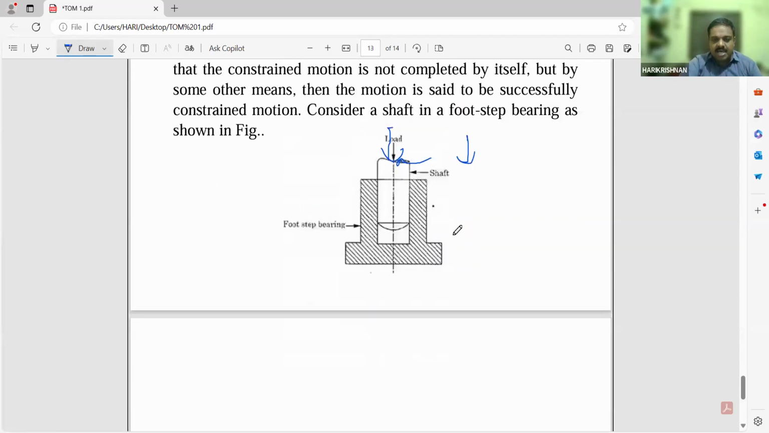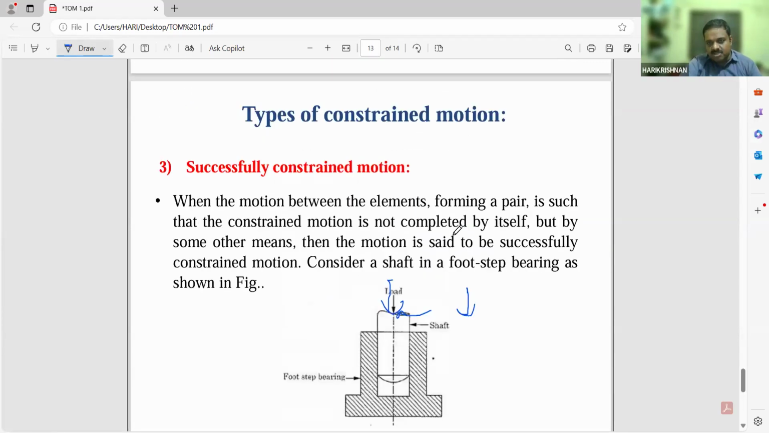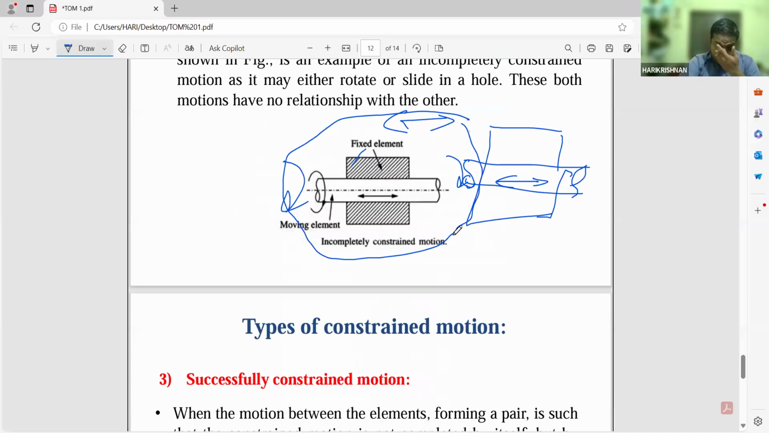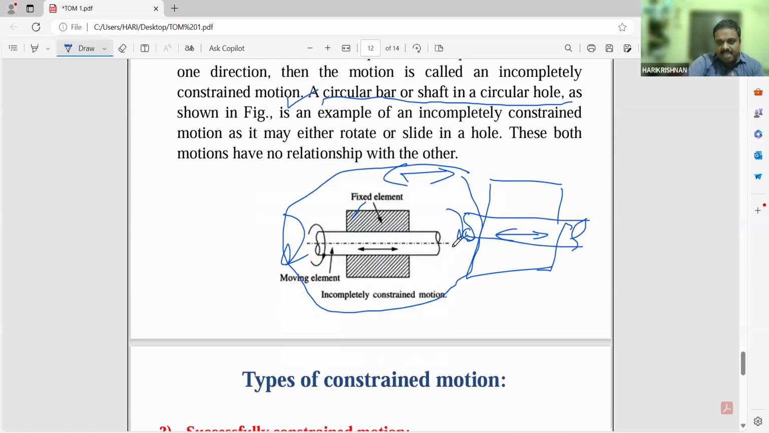So these are the basic things about motions. In the last class, I told you about successfully constrained motion, etc. In this class, I have explained what you mean by these types of motion.